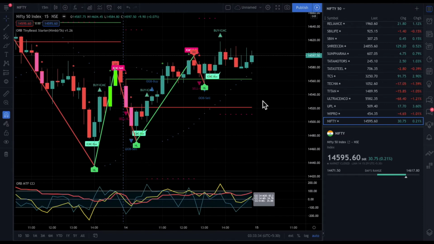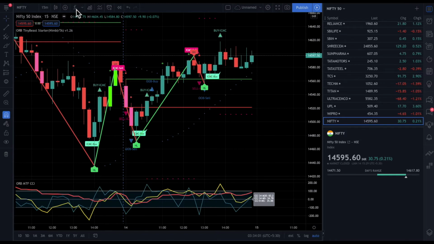14 January is supposed to be a start of new things. Many of you had contacted me saying it was quite difficult to screen the stocks, to know where the ICMC trigger is happening, where the tiny IC trigger is happening. So today I present in front of you a new indicator which is a part of our TinyBeast package.